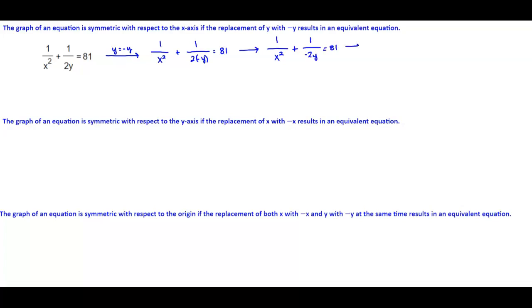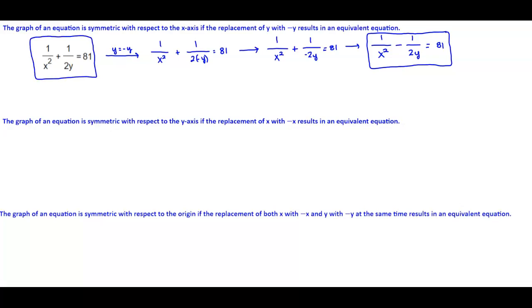Now, we're going to write this in the complete form. So this is 1 over x squared. Now, this 1 over negative 2y is the same thing as minus 1 over 2y, and that's equal to 81. So we need to know whether this equation is equivalent to this equation. Are they equal to each other?